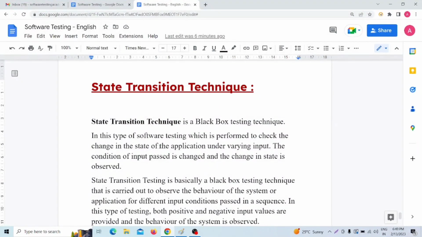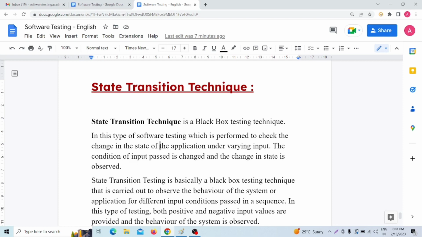Hi everyone. In this video I'm going to discuss another black box testing technique, that is nothing but the state transition technique. In my previous videos I have already discussed the four black box testing techniques: equivalence class partitioning, boundary value analysis, error guessing, and the decision table technique. So these four we have discussed. Today is the last one of the black box testing techniques, the state transition technique.